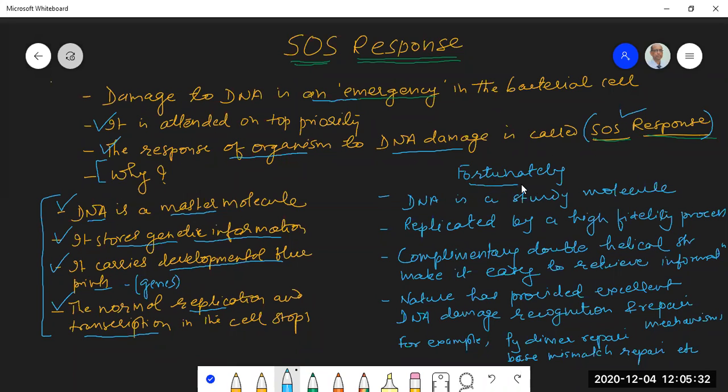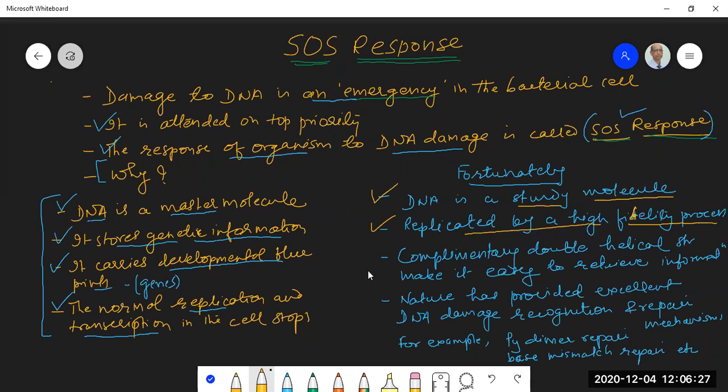Fortunately, on the other hand, what do we have? All of you know by now that DNA is a sturdy molecule. That means damage to the DNA cannot take place that easily. We have learned in one of the lectures that DNA is a pretty sturdy molecule. Okay. Moreover, it is replicated by a high fidelity process. High fidelity process means, you know now that the enzyme which is involved in DNA replication has got built-in proofreading activity. So the chances of error creeping into newly synthesized DNA are pretty rare, because the enzyme which is involved has got a rare characteristic of proofreading what it has synthesized. So it is replicated by a high fidelity process.